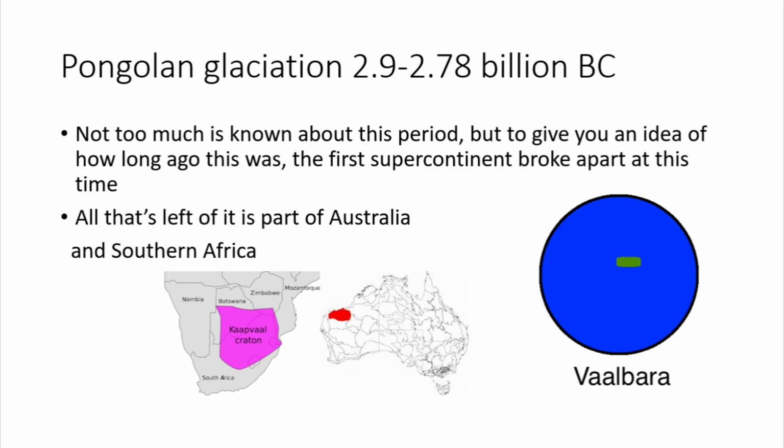So during the Pongolan glaciation, there wasn't much known about this period, but it was so long ago that this was the first supercontinent, Valabara. All that's left of it is part of South Africa and Australia. Craton means an area of continental crust that hasn't been affected for the past few billion years. So it's basically like a time capsule rock.